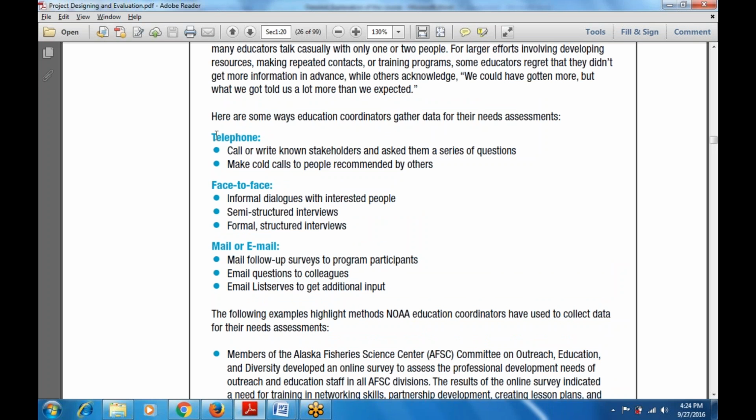Now these are the three methods: one is telephone, one is face-to-face, and one is mail or email. Any doubt on these three points, that is, how to gather the data for the needs assessment?